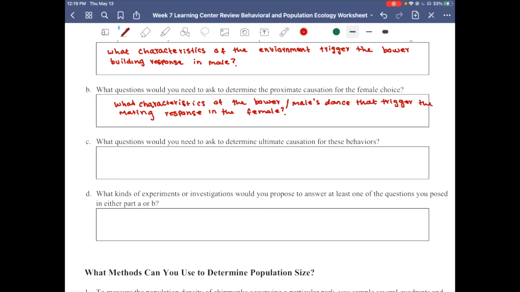So from the three questions that we've done, you can notice that for proximate causes, we use characteristics a lot, like what characteristics of something led to this behavior. But for ultimate cause, we always use the word develop or evolutionary. So be aware of those keywords that can help you determine whether it's proximate or ultimate.